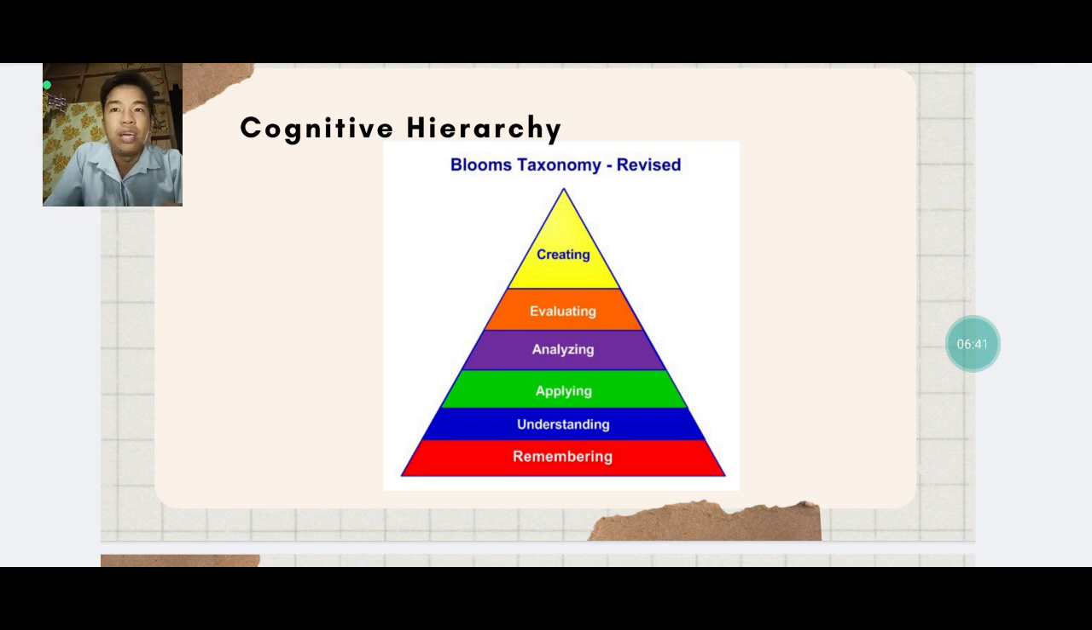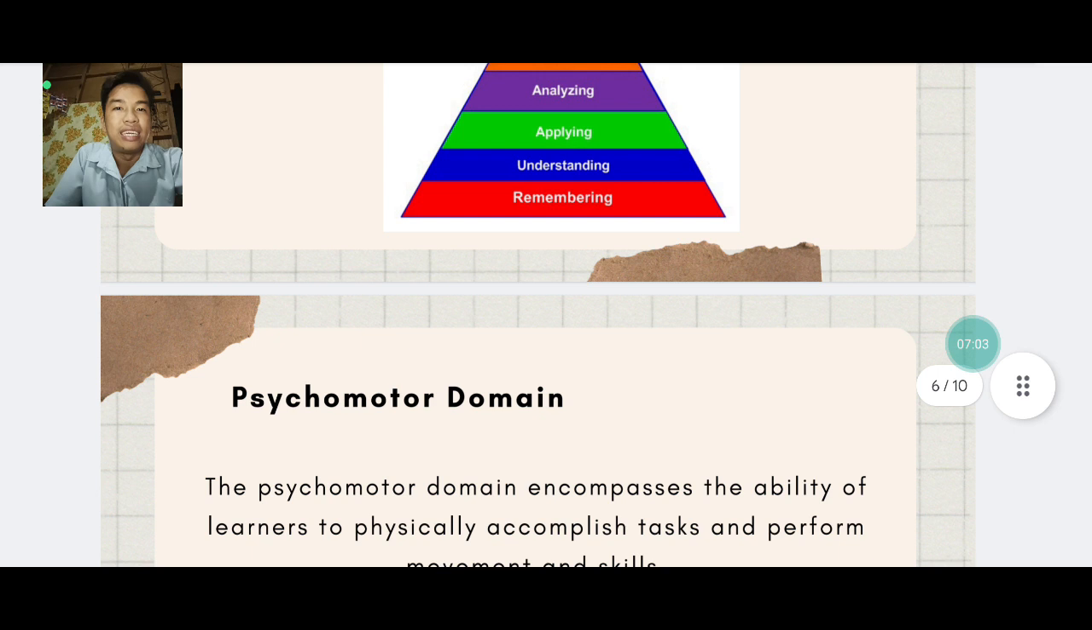For example, create a new and unique piece of writing using similar plot devices. So the sample assessment here is create a short story using similar plot devices and use a new time or setting. So as I've said earlier, that is transferring all the knowledge that the students or learners understand. So that is the cognitive domain.